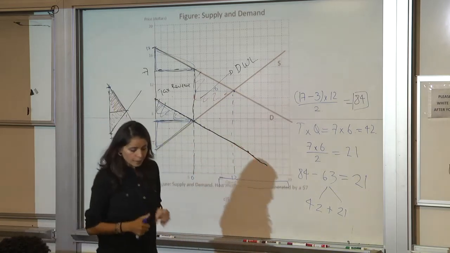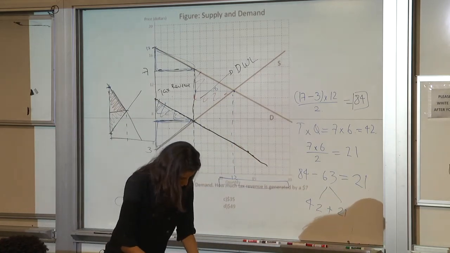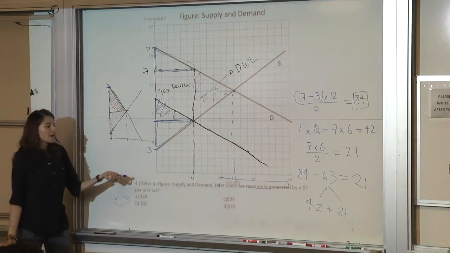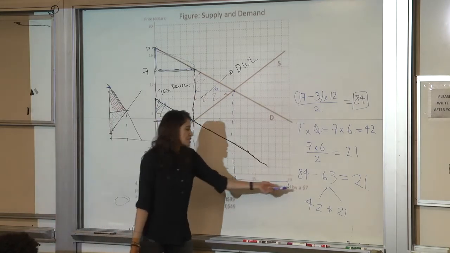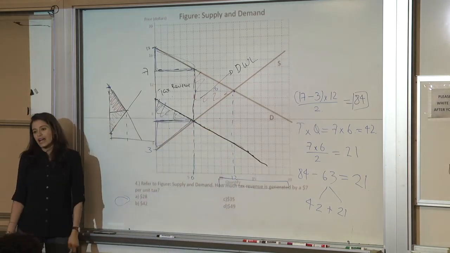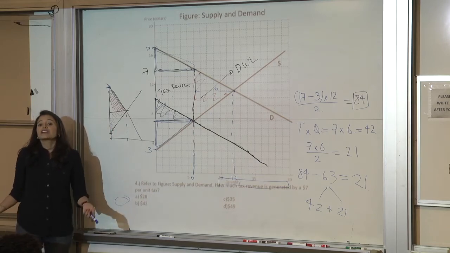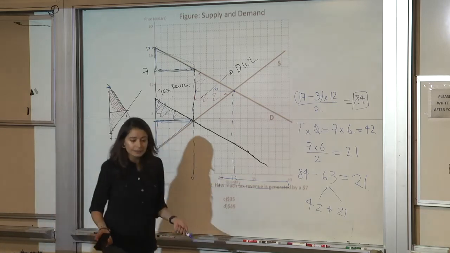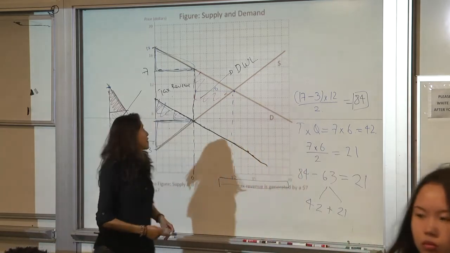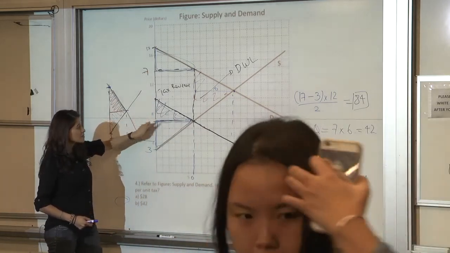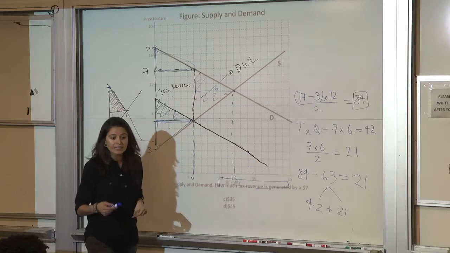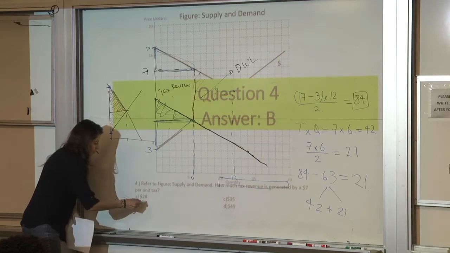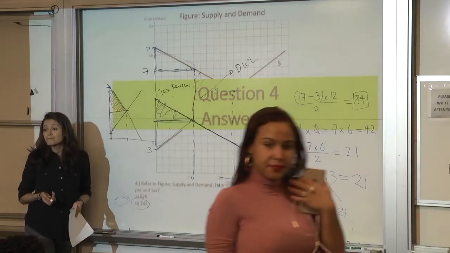Okay. So now, this is very easy because this is how much tax revenue is generated by a 7 per unit tax. And we already did that in the past question. So what is the tax revenue of a 7 per unit tax? The amount of the tax times the quantities, which are 6. So it's 7 times 6, which is 42, and the answer is B. Okay? Good?